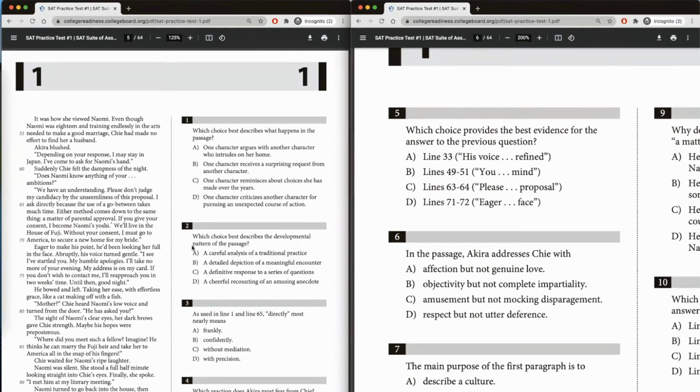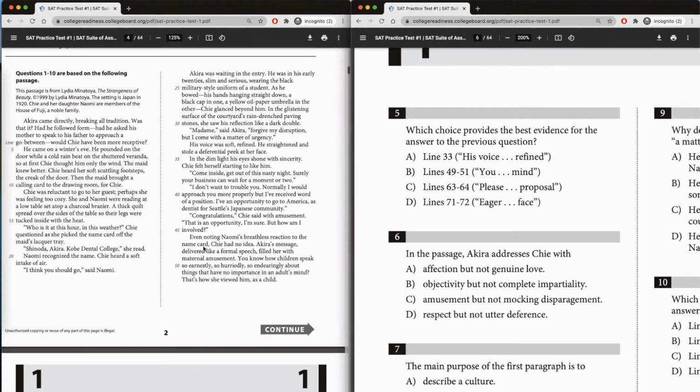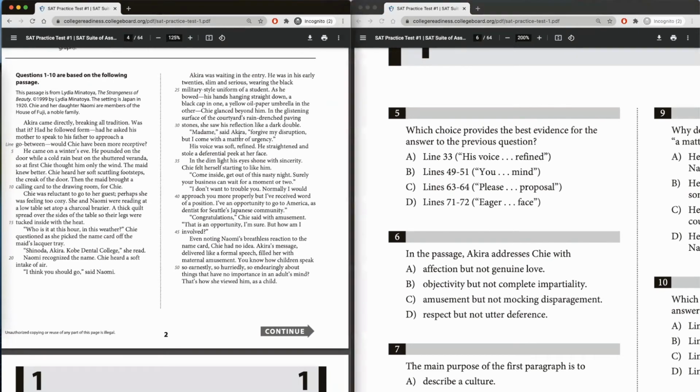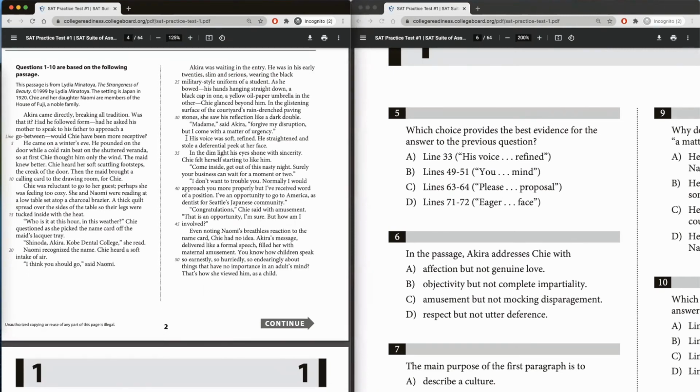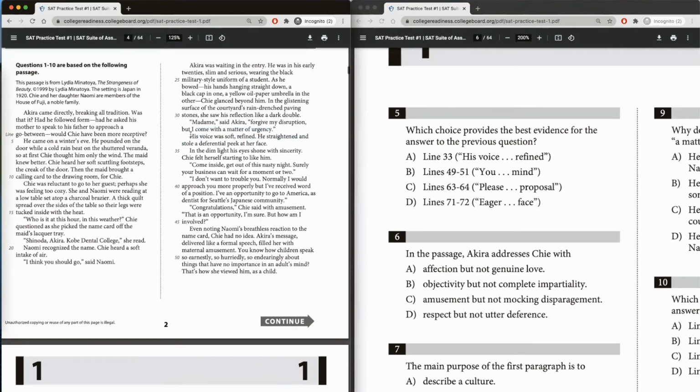Well, where's the best evidence? So number 33, line 33 says his voice was refined. That tells us nothing. That legitimately tells us nothing. So that's out. Okay, then 49 to 51. So we're looking at, you know how children speak so earnestly, so hurriedly, so endearingly about things that have no importance in an adult's mind?